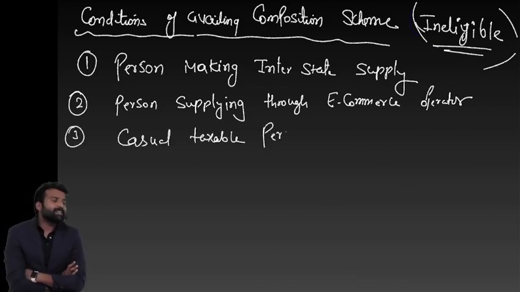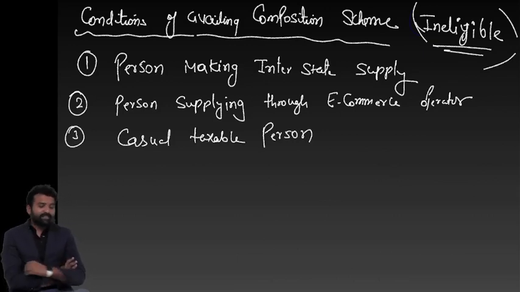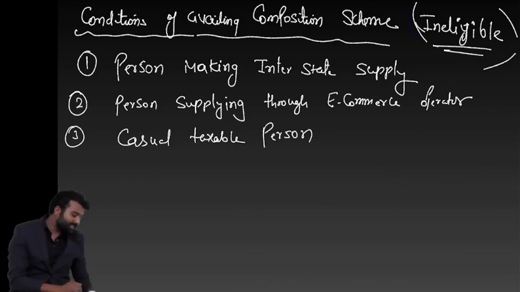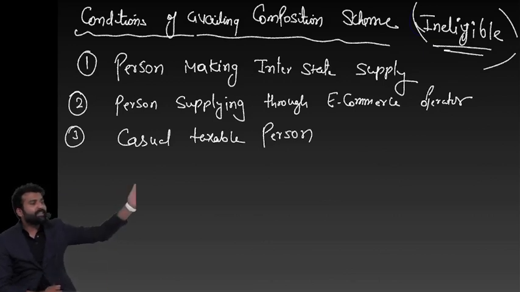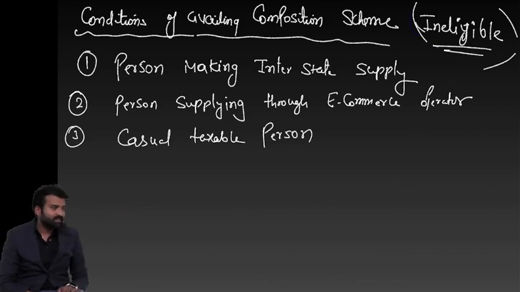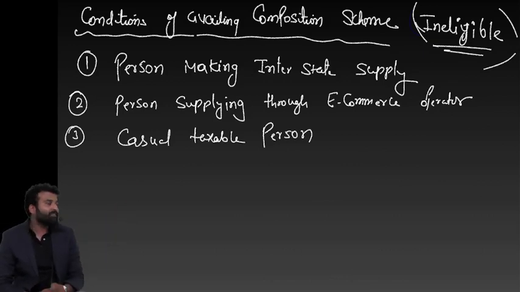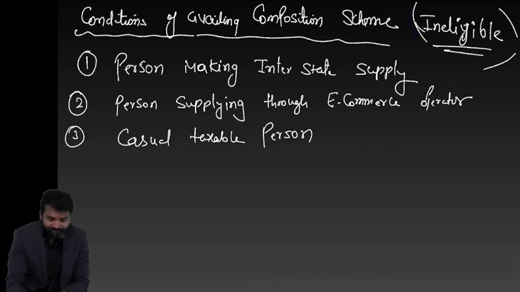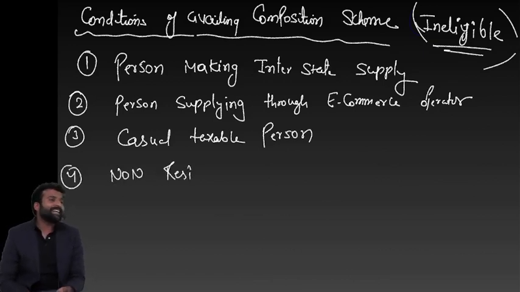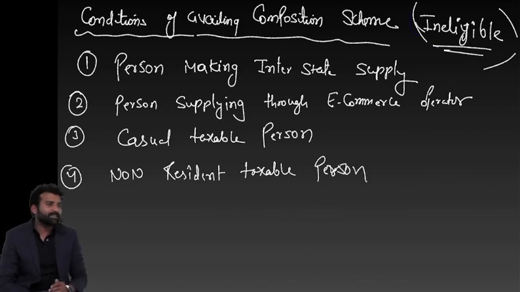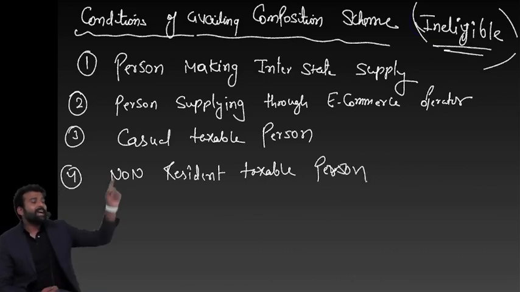Casual taxable person cannot opt for the composition scheme. You know what is a casual taxable person? Casual taxable person means I am participating in an exhibition in a different state. I am going to another state for temporary business. Then I will be treated as a casual taxable person because I am casually doing business in another state. So for that state, I will be treated as a casual taxable person. Next is non-resident taxable person. This is more like a casual taxable person, but the difference is very easy. A person coming from abroad to India to participate in an exhibition for temporary purposes.